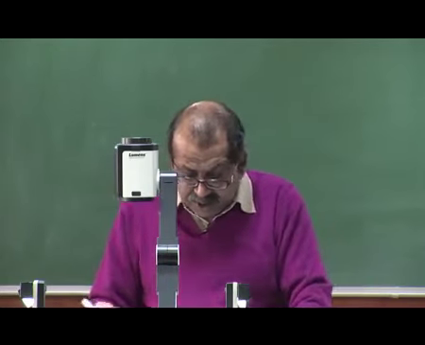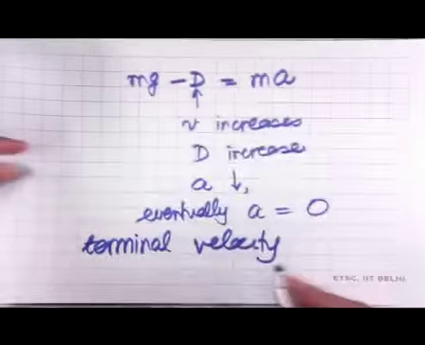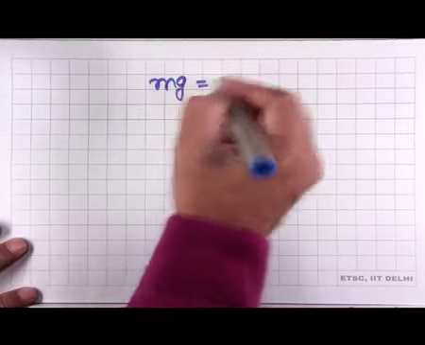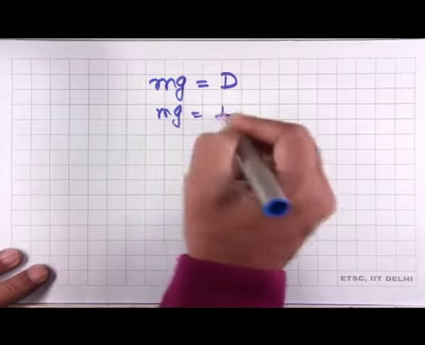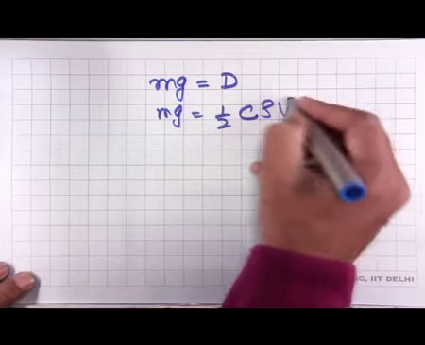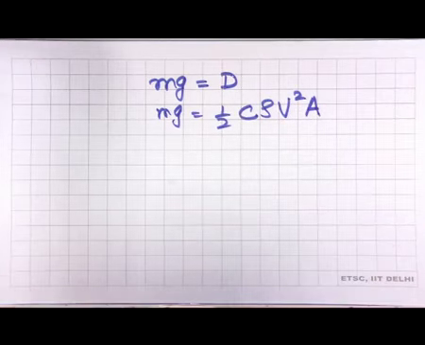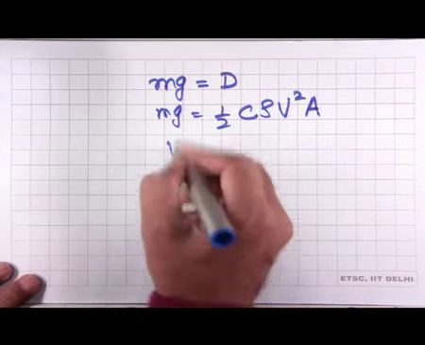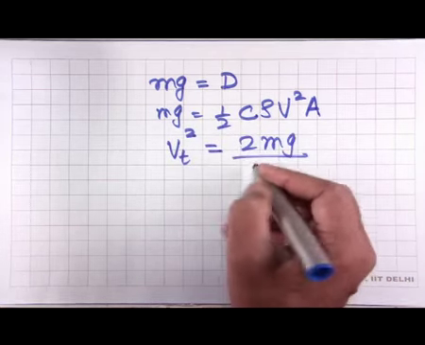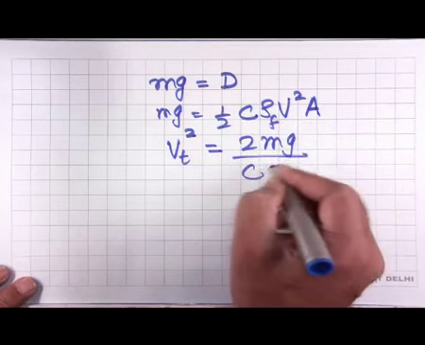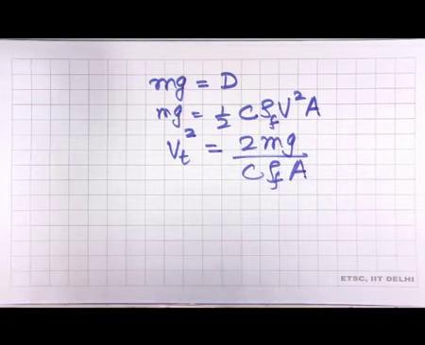When the body has achieved terminal velocity, acceleration is equal to 0, and we have mg is equal to D, and if we write the drag force as half C rho v square times A. From here we get the terminal velocity square is equal to 2 mg divided by C times rho, this rho is rho of the fluid, times the frontal area of the body. So, this is how one can get the expression for the terminal velocity.